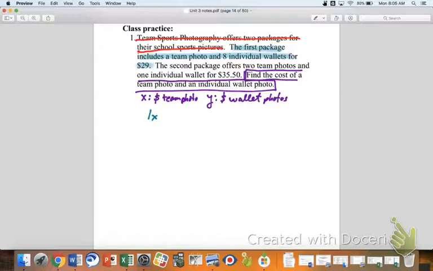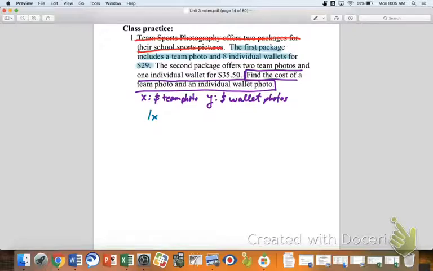But that, my friends, is not the only thing that you get in that package. What do you also get? 8 wallets. Okay, so 8 wallet photos. So if you get 8 of them and they cost Y dollars each, how much did that cost you?